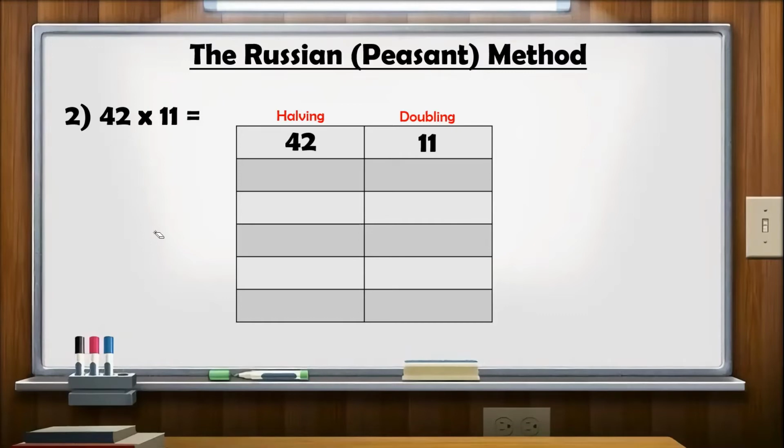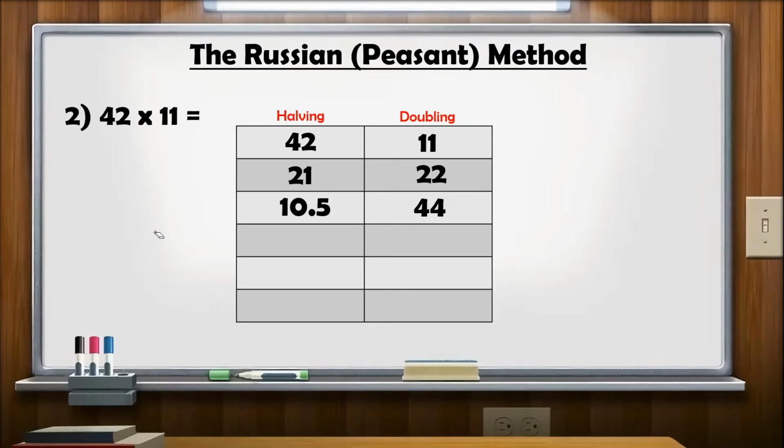Now, the number in my left-hand column will be halved. So 42 divided by 2, or half of 42, is equal to 21. Double 11 is equal to 22. Now I'm going to find the half of 21, which is 10.5. Double 22 is equal to 44.